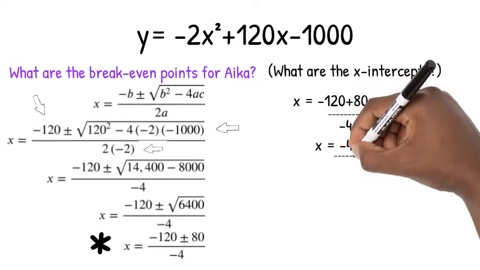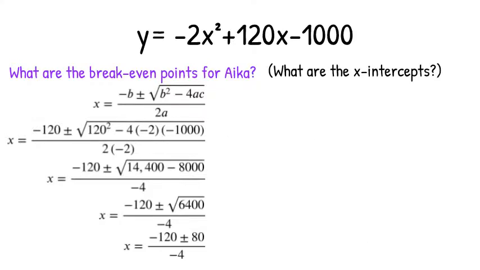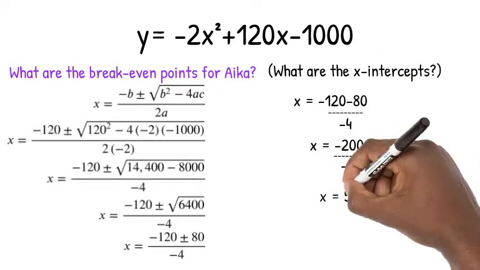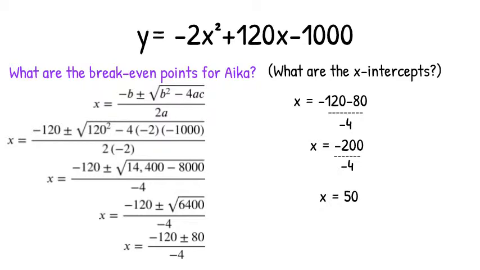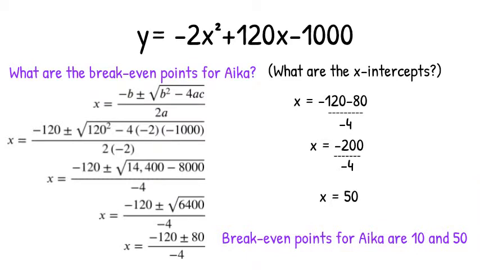-120 plus 80 is -40. Divided by -4 is 10. This means that one of the x-intercepts is 10. Now we'll solve for the other. -120 minus 80 is -200, divided by -4, which is 50. This means that the second x-intercept is 50. This means that Ica's break-even points are 10 and 50.